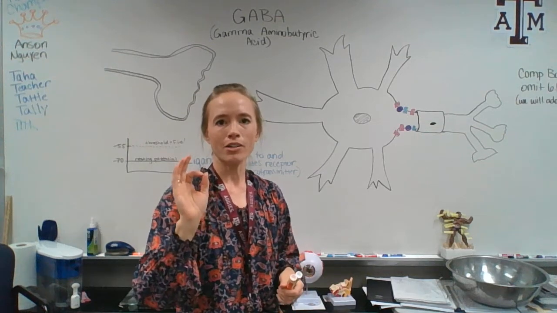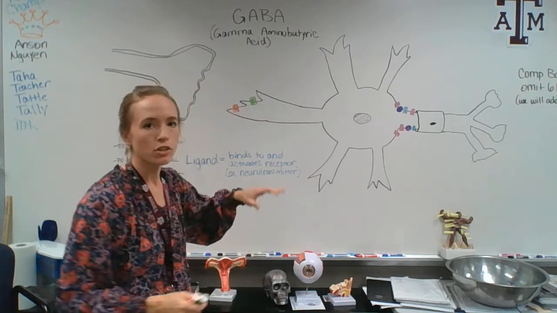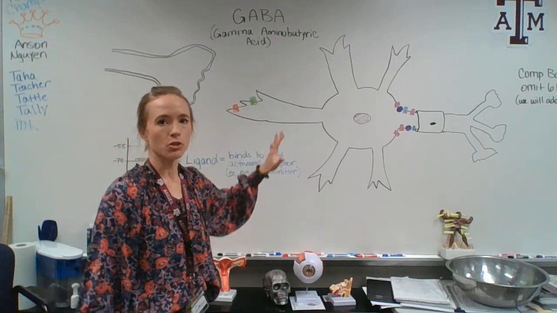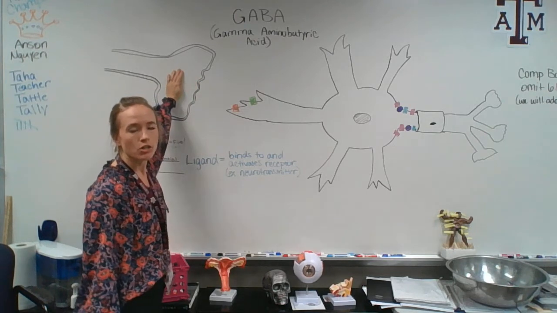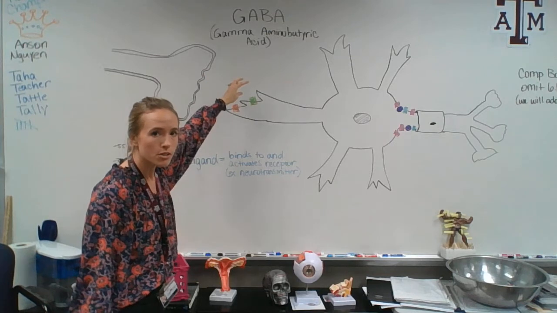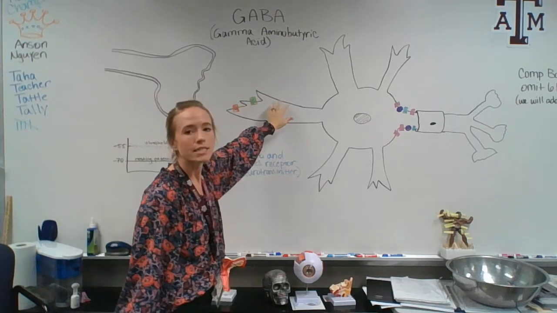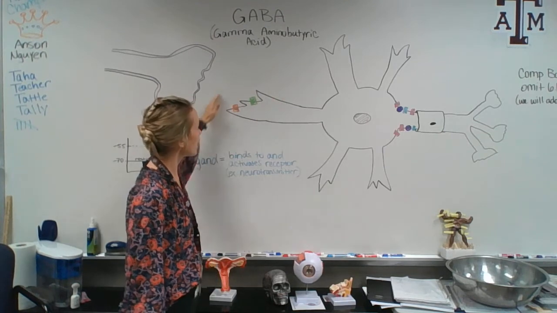Let's go over GABA really quickly. First of all, just to review, we have different receptors on a neuron. So here we have our presynaptic neuron. This is the axon terminal. That's going to be sending a neurotransmitter. This is the receiving dendrite of a postsynaptic neuron, because this is our synapse.